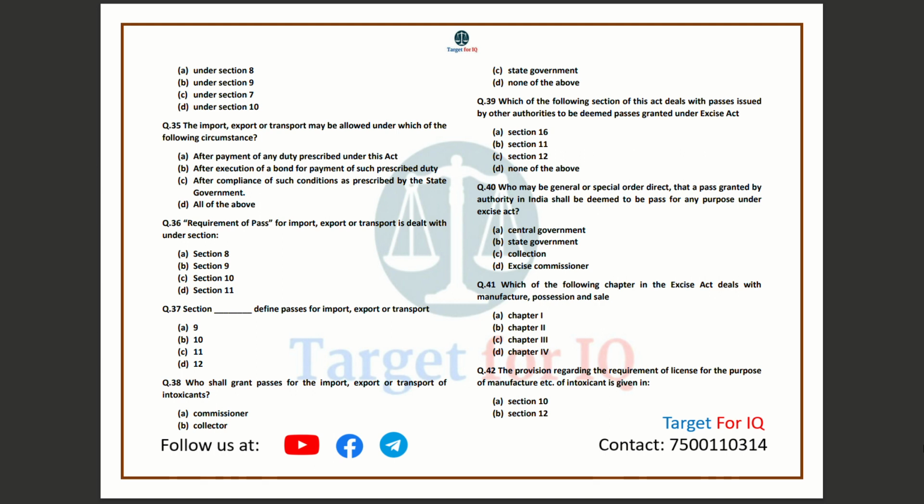Question number 35. The import, export, or transport may be allowed under which of the following circumstances? Option A, after payment of any duty prescribed under this act. Option B, after execution of a bond for payment of such prescribed duty. Option C, after compliance of such conditions as prescribed by state government. Option D is all of the above. Correct answer to question number 35 is option D, that is all of the above.